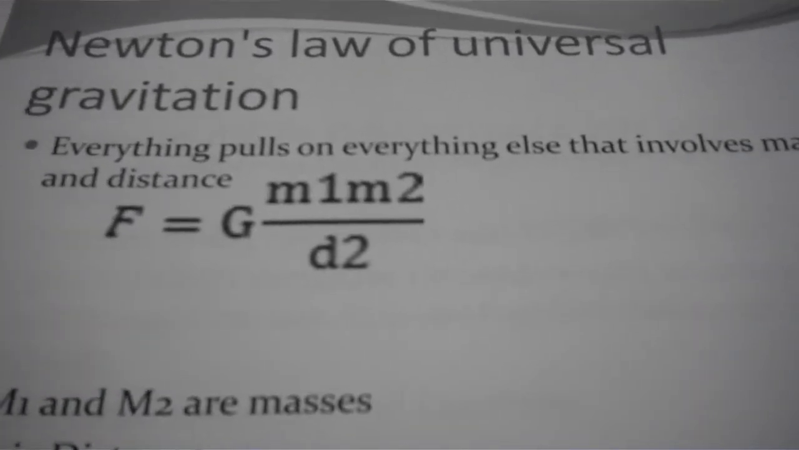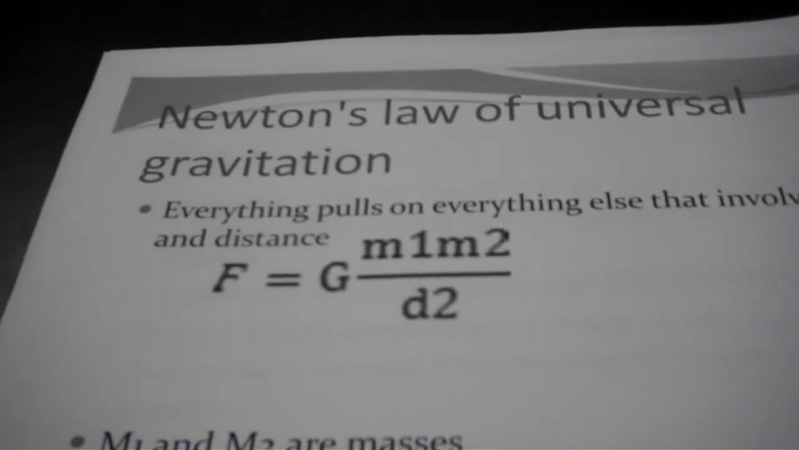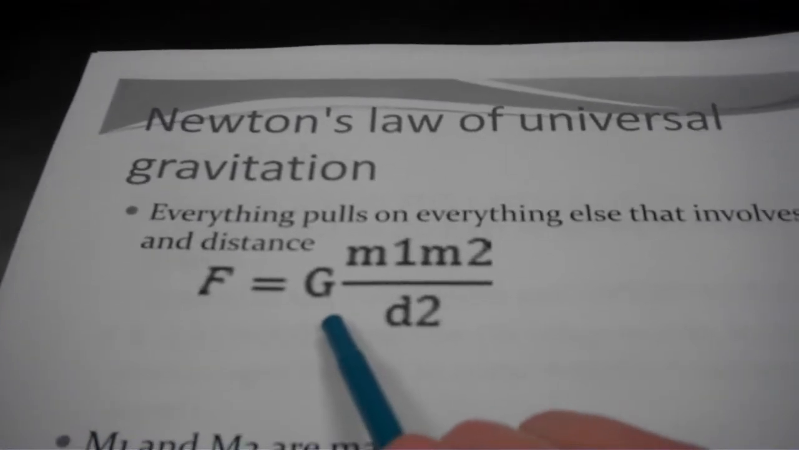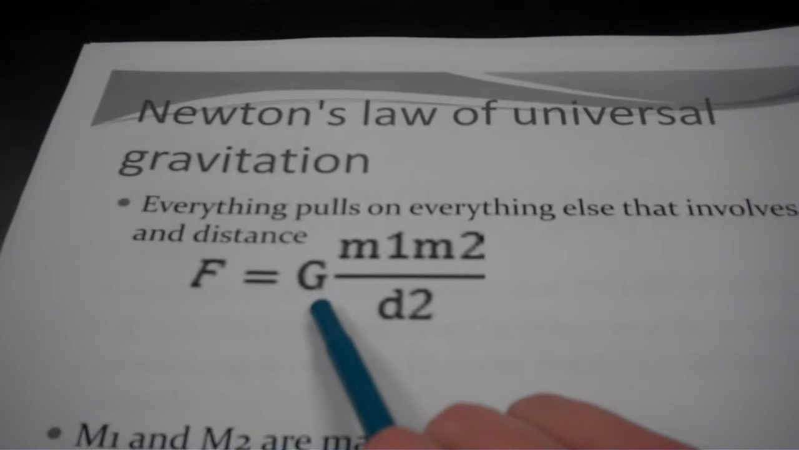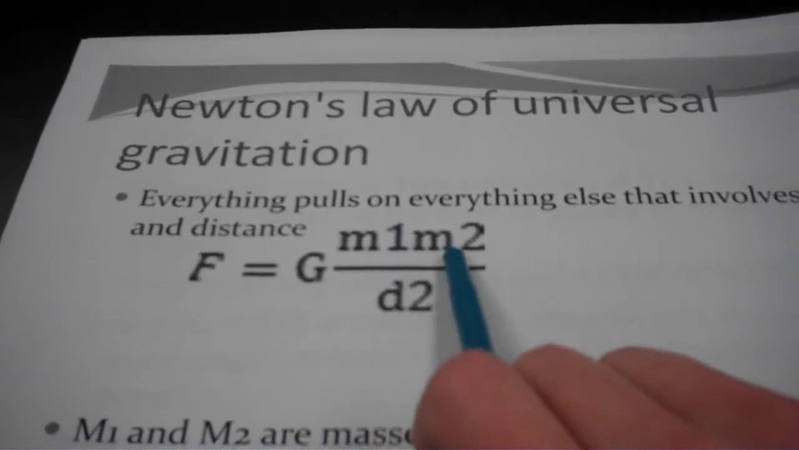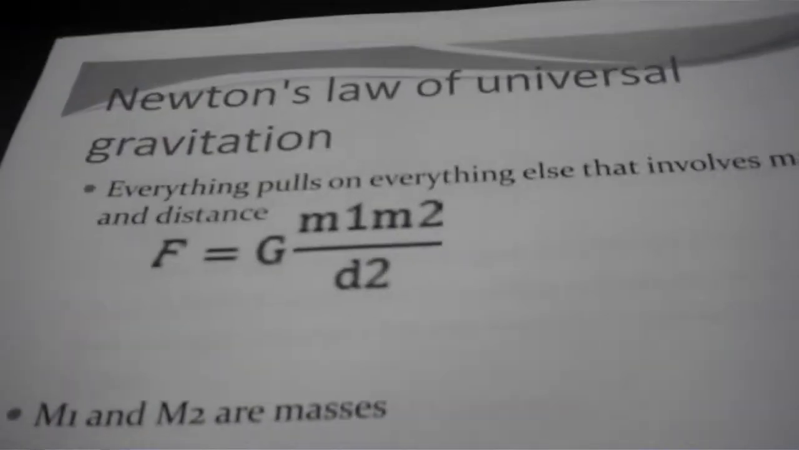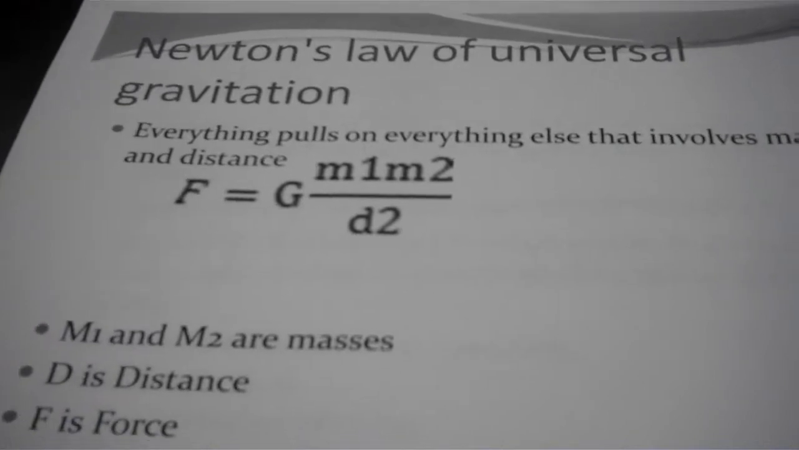And it's F, that gravitational force, is equal to capital G. If you guys notice here, this is a capital G, not a little g. So this is not 9.8. It's a different number, which we'll get to in a minute. And that's equal to the mass of one object times the mass of the second object divided by the distance squared.